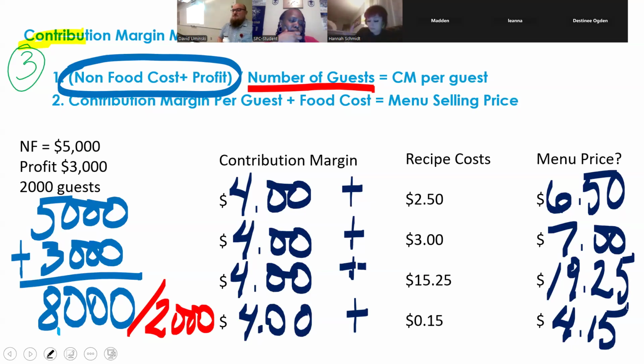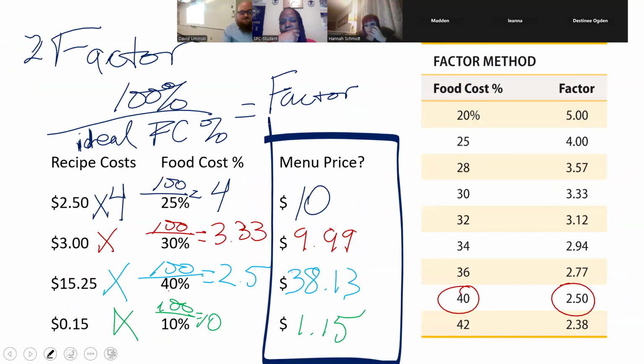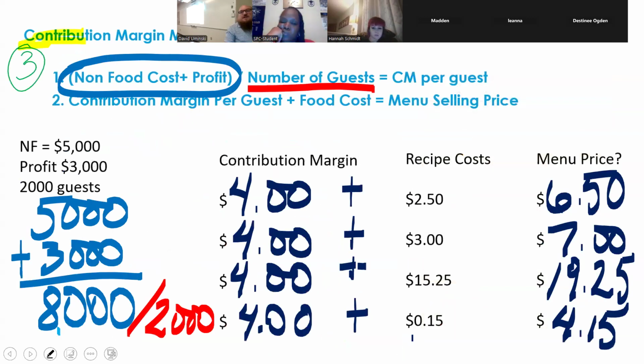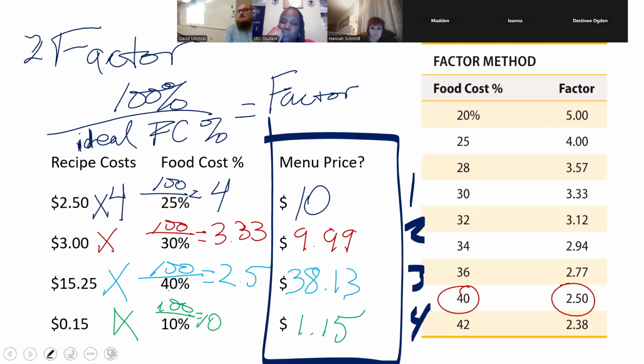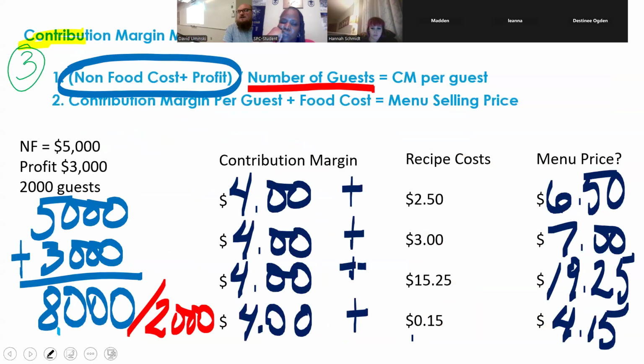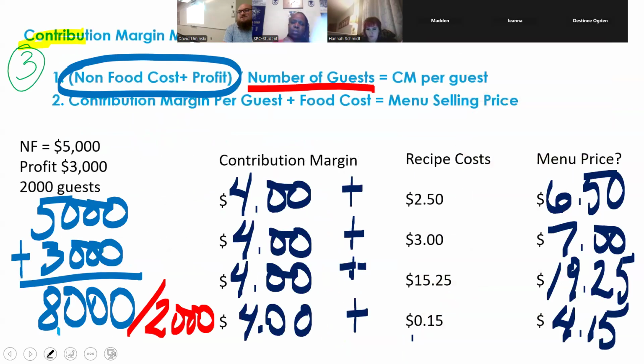Real quick, let's look at these two comparisons. If we take into consideration the menu prices, which two of 2, 3, and 4 are the most drastic in difference in price that we're selling? 38.13, so that's number 3, and then what's the other one that's the most drastic? 19.25. Between this one and this one?